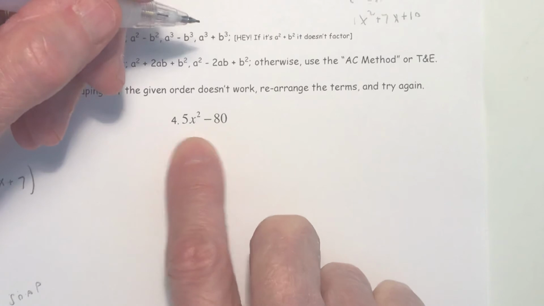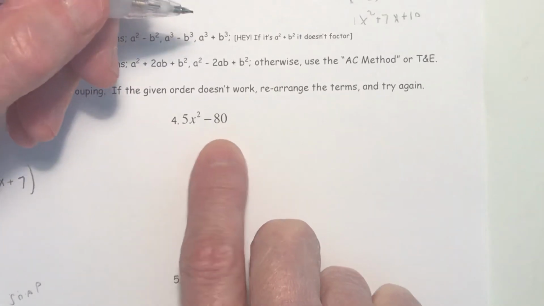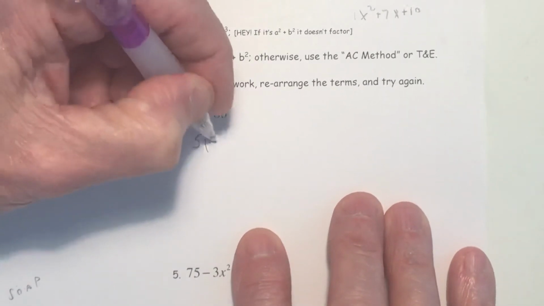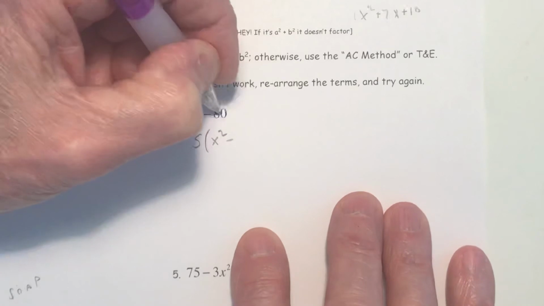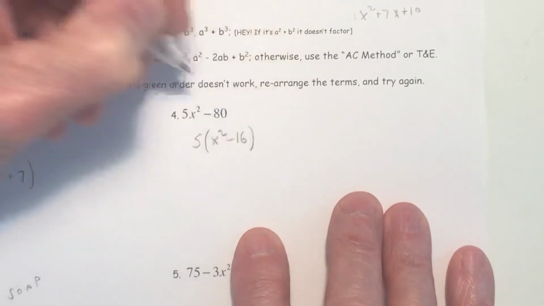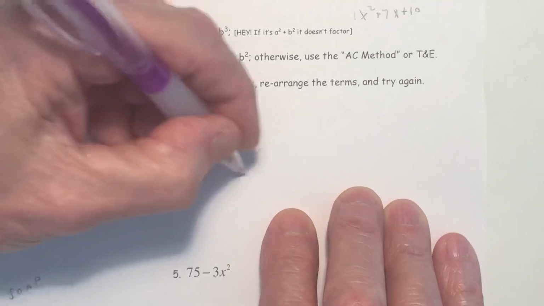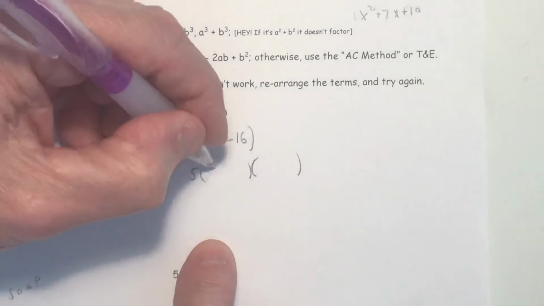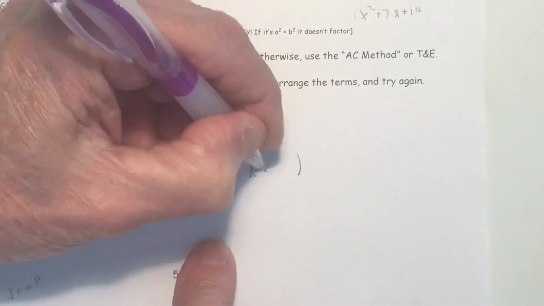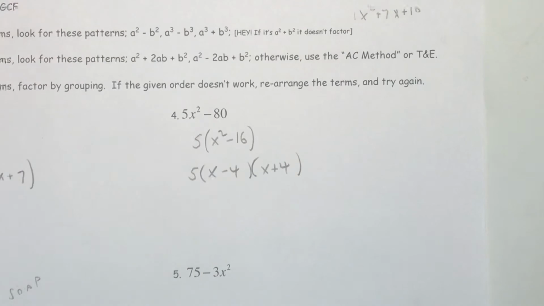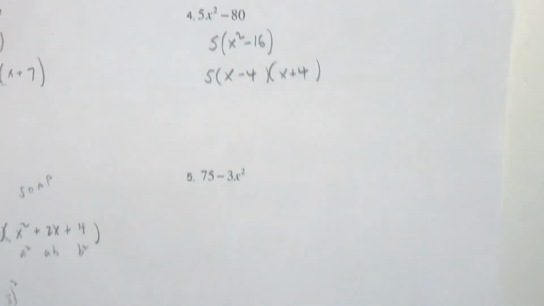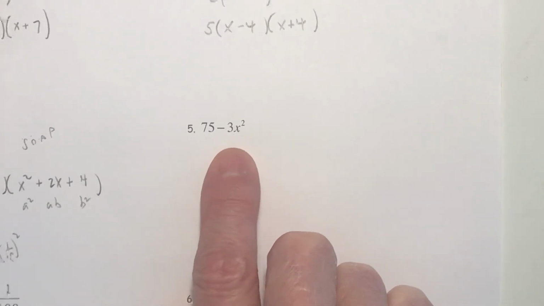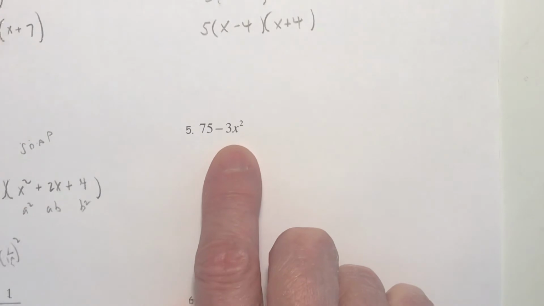That's not a perfect square, that's not a perfect square, but wait, we didn't check for a GCF yet. There is a GCF of 5. I can write 5 times x squared minus 80 divided by 5 is 16. Aha! Now we've got a difference of squares again. And I hope this is obvious. Square of x, square of 4. So I write x minus 4, x plus 4, and we're done with that. This looks backwards. Should we leave it that way? Yes, because it's subtraction, and you can't change the order of subtraction.